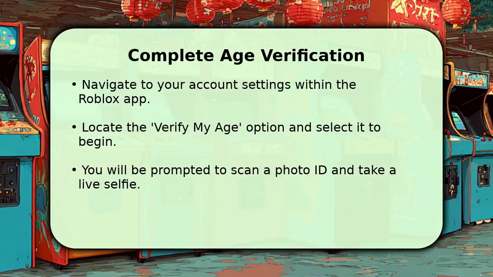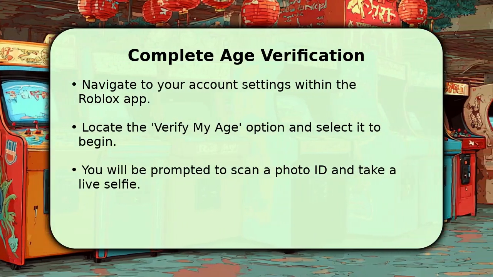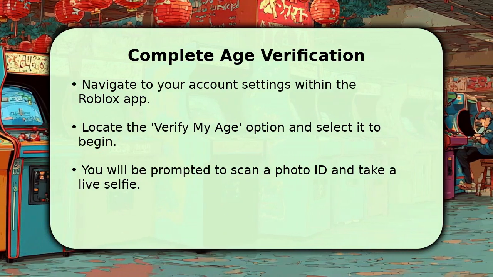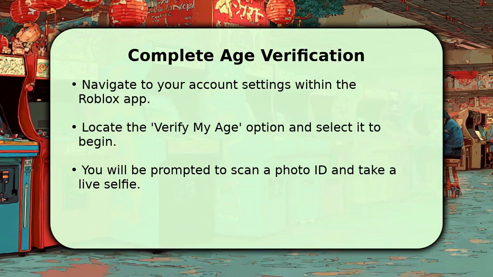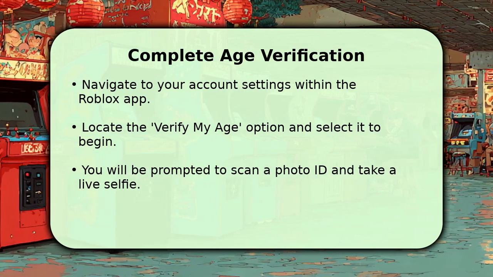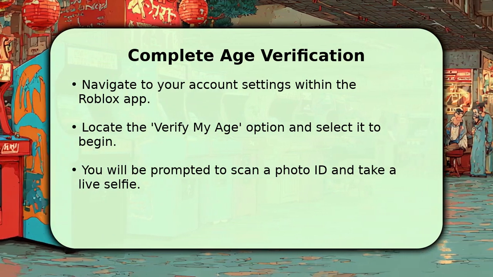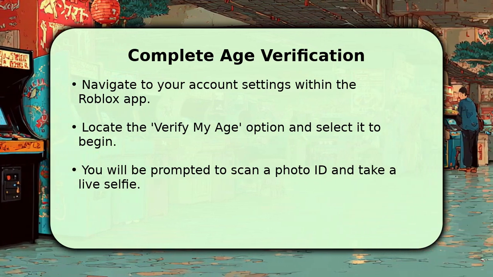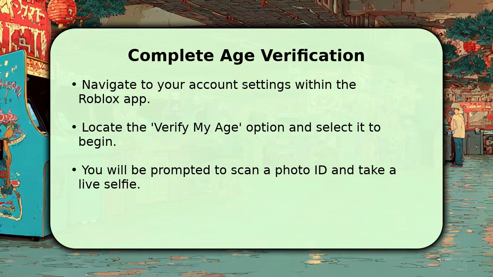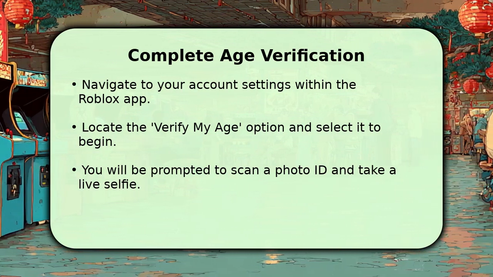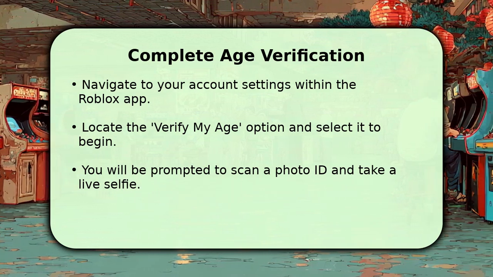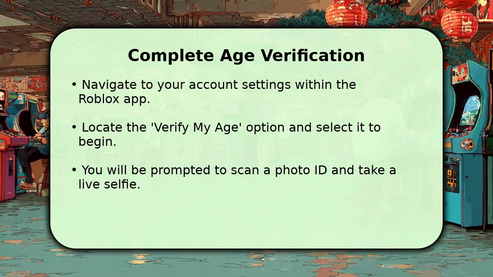To start the age verification, open your Roblox app and go into your settings. Look for the Verify My Age option, which is usually under Account Info. You will then follow the on-screen instructions, which typically involve scanning a valid photo ID like a driver's license or passport. Afterward, you will be asked to take a quick, live selfie to match your face to the ID. This process takes only a few minutes to complete.